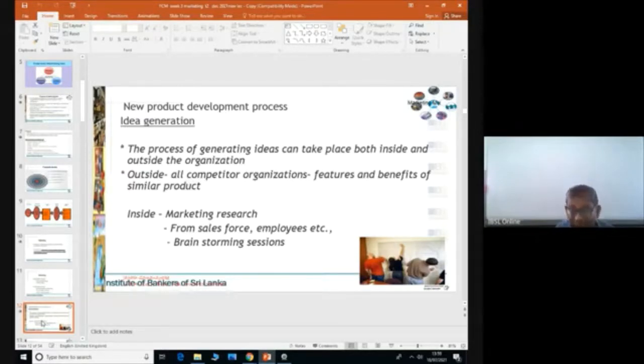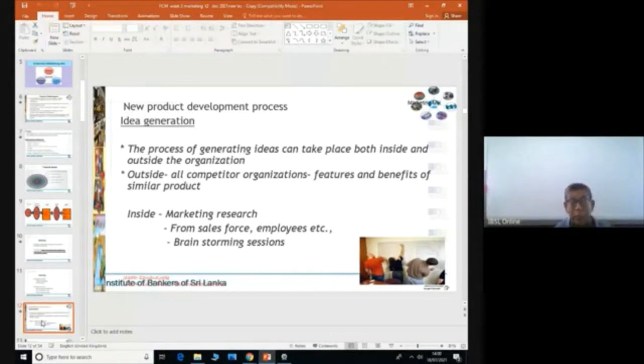You want to develop a new product. Ideas can be generated from inside the organization as well as outside the organization. Let's look at outside first. You collect all the brochures, visit all the branches, or visit the websites of all the banks in Sri Lanka and get all the leaflets. Identify the specific features and benefits offered by similar banks. Also, you can get ideas from foreign banks' similar products, and from insurance companies. Outside, you collect all the information.